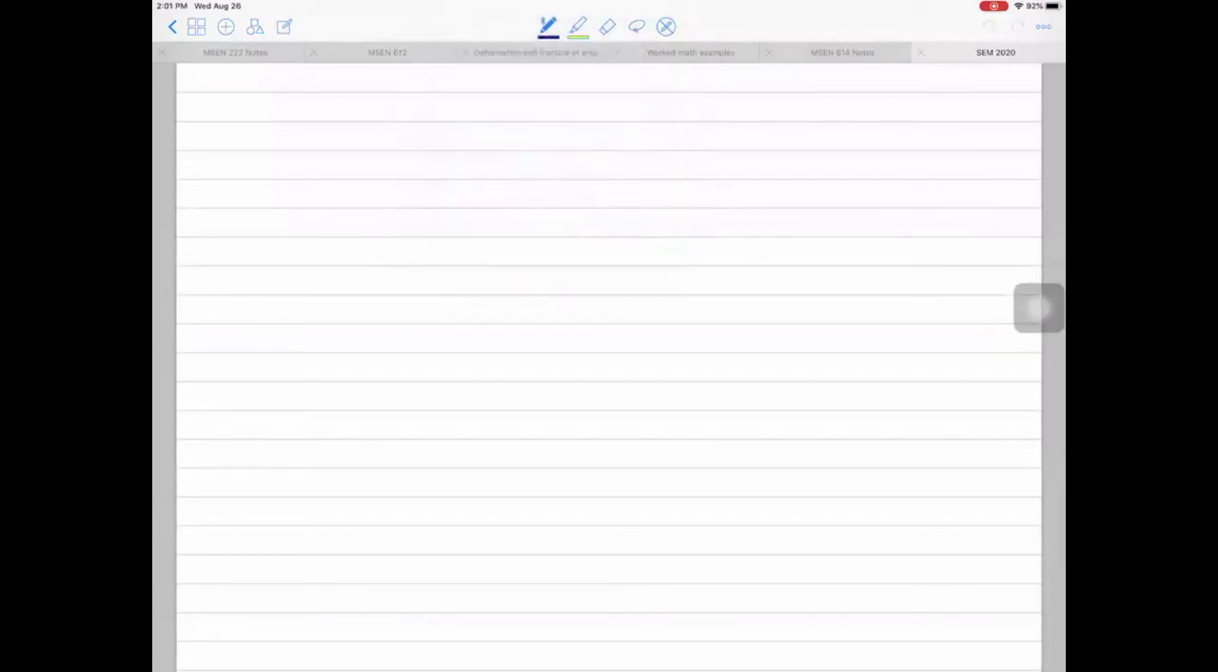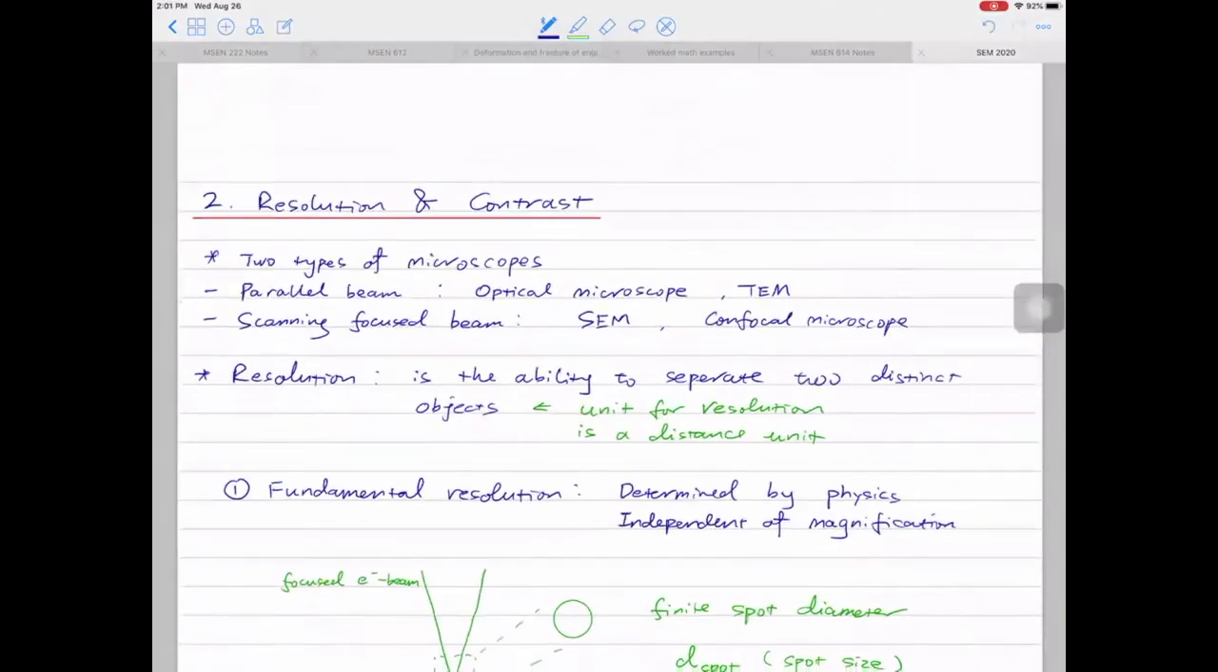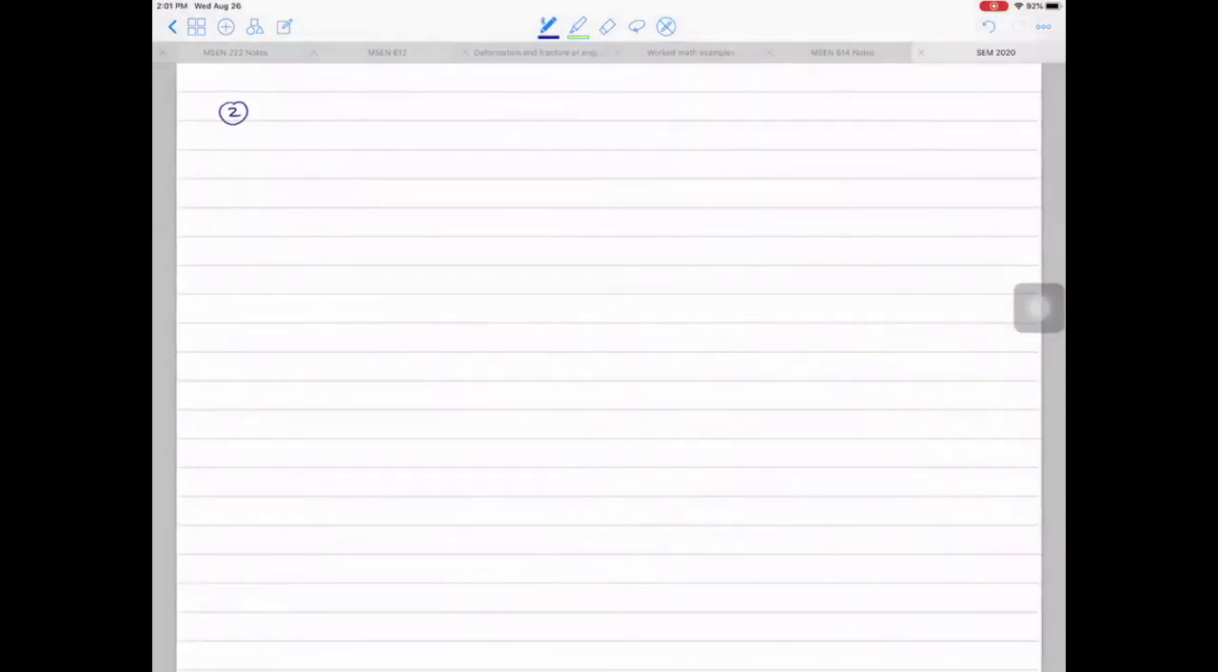The second type of resolution is called picture limit or picture resolution. Did I use a circle? Yes, I did. Because whenever we take a picture, it's governed by how good the camera is.